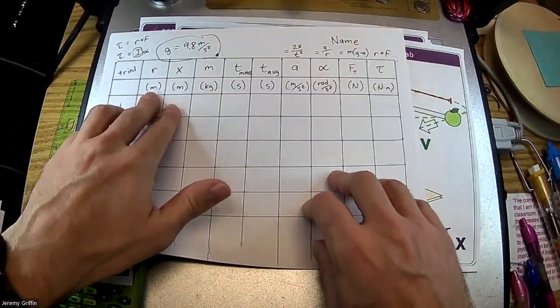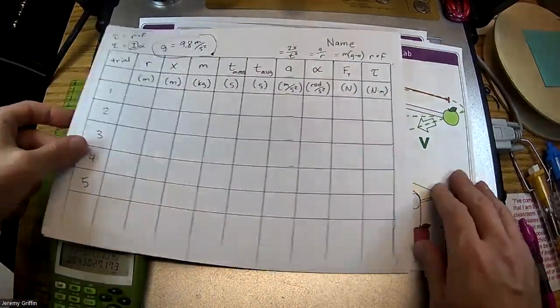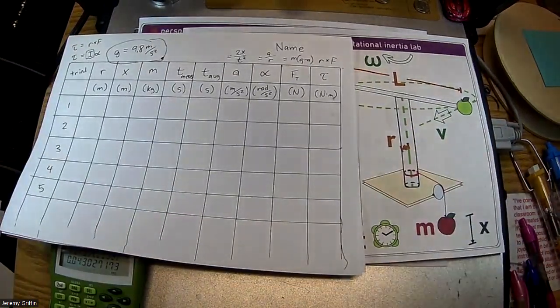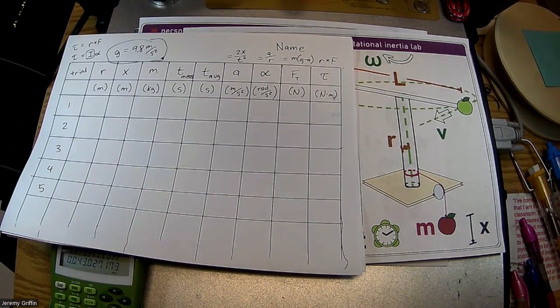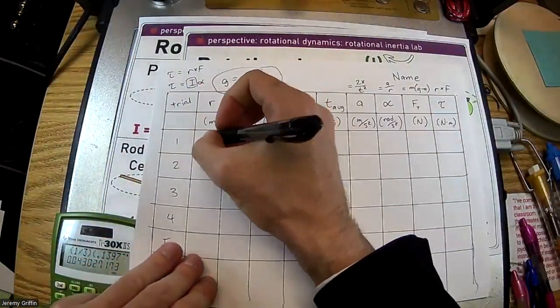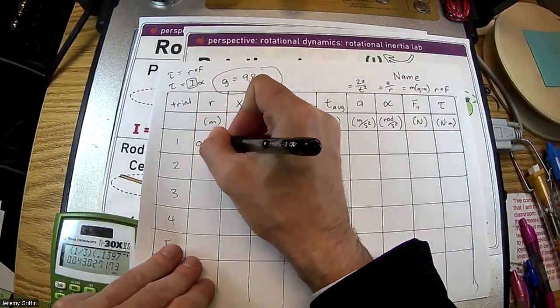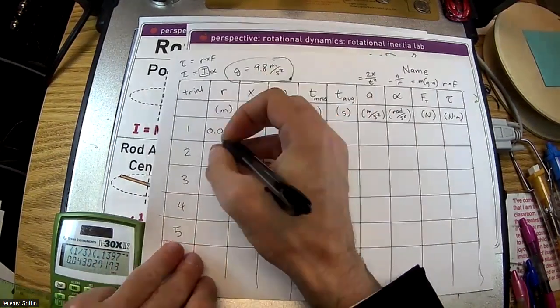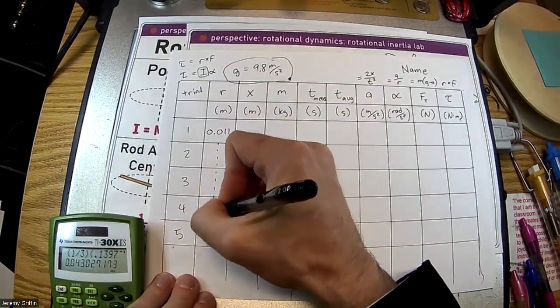get these first two values right here. What's the radius of the central pipe? So I got a ruler right here. Let's check it out. Now the diameter is shown as 2.2 centimeters, which means the radius is 1.1 centimeters, which is called 0.011 meters. Now that'll be controlled. That's the same all the way down.